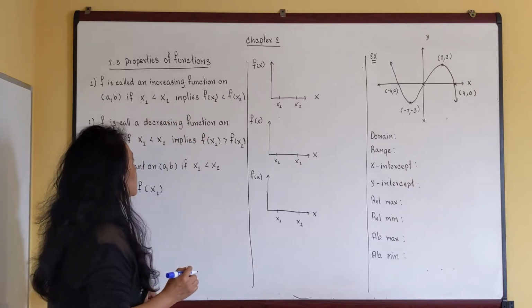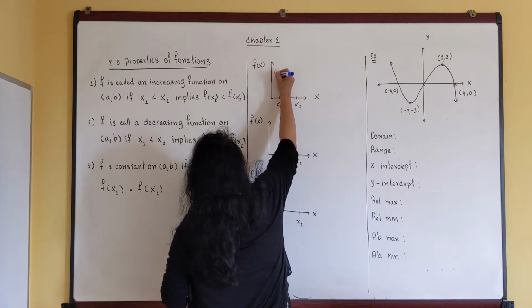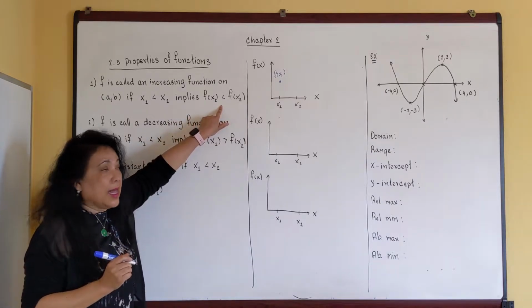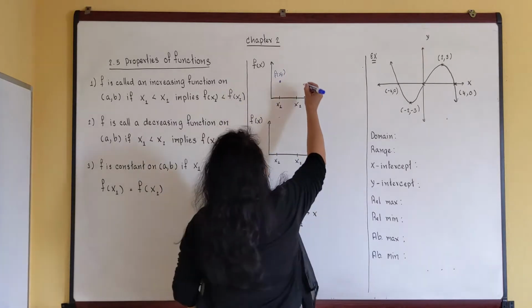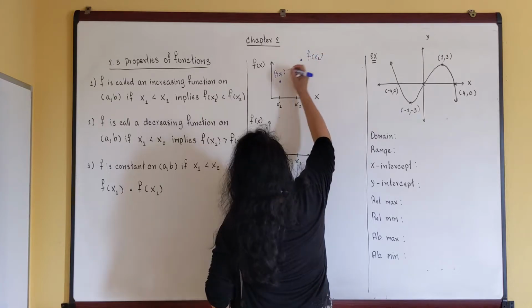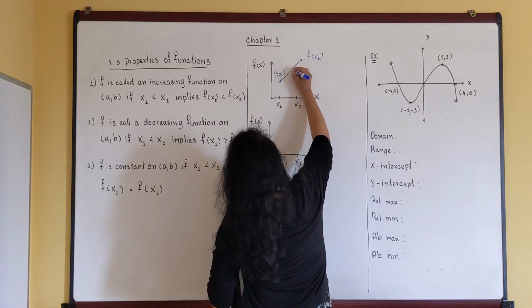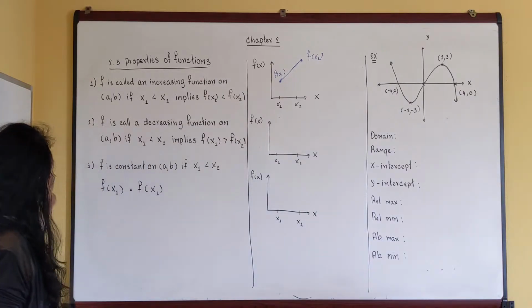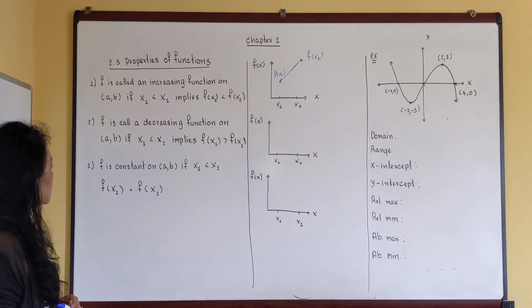So x1 is less than x2, then that implies f of x1. Let's say my f of x1 is right here, this is f of x1. So f of x1 has to be less than f of x2. So my f of x2 has to be above this point here. So it has to be somewhere up here or higher. So your graph is increasing. So that's increasing.